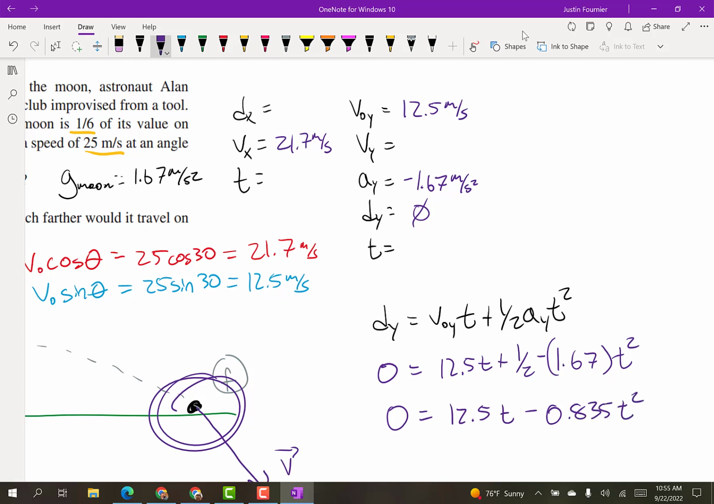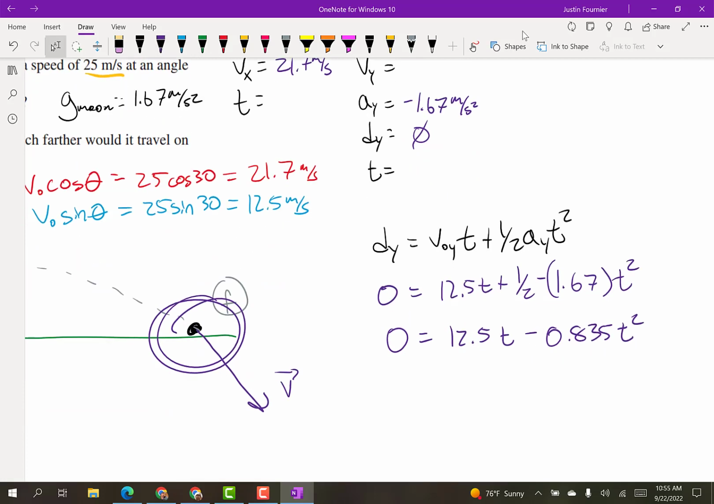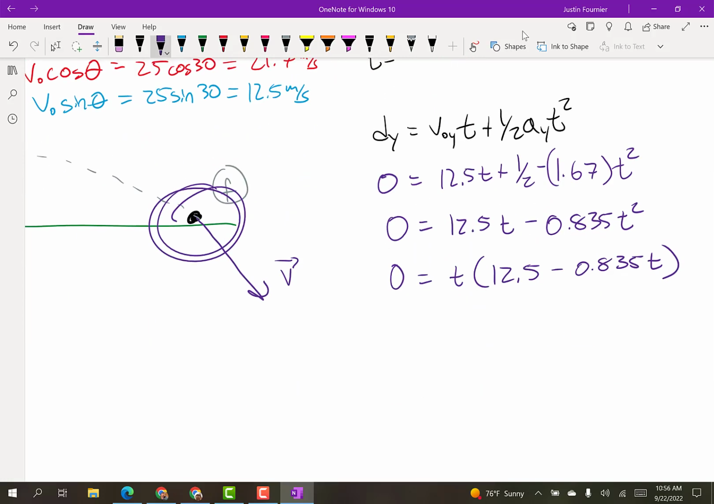t squared. And then something I could do: I might think, oh no, I've got to do a quadratic equation. But hopefully, in math you go, oh, well, I can factor out the t. So I do that: t times (12.5 minus 0.835 t). And then I can solve for both these situations. So t equals 0, that's one. I can solve these separately. Let me be more explicit about this. I'm going to solve this one, and then I'm going to solve this one.